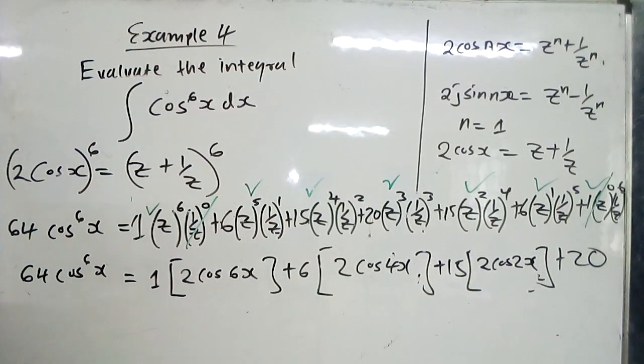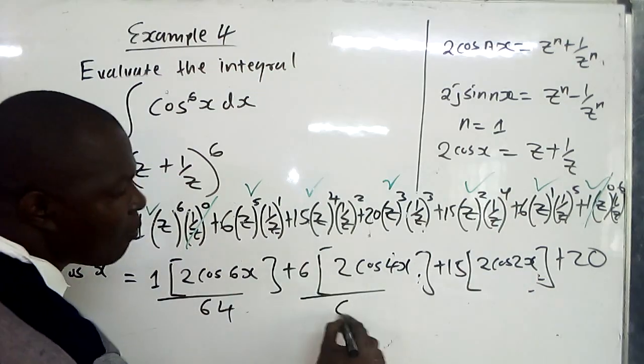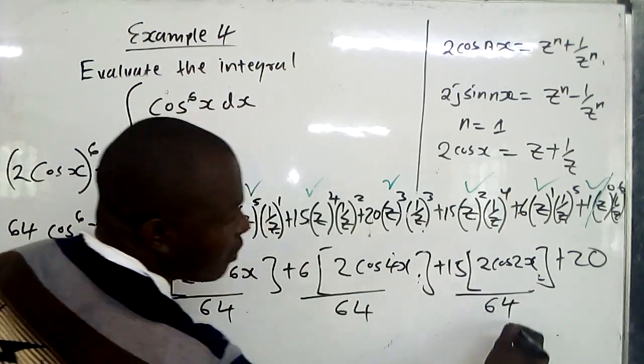But what do we want? We want cos raised to power 6x, isn't it? So it means we get rid of 64. It means we divide both sides of the equation by 64.